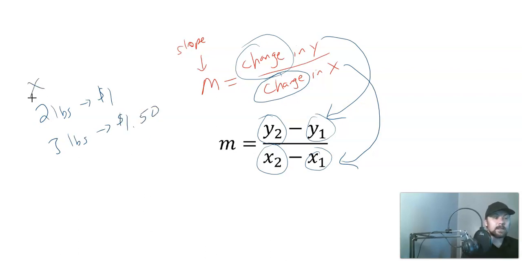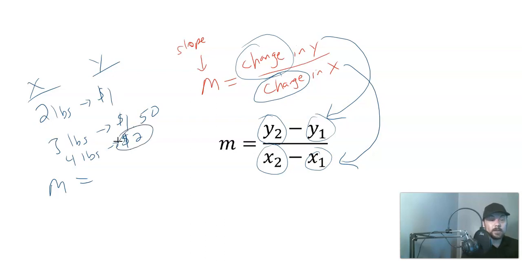So if we think of this as our X values and this is our Y values, we can find the slope here. We'll take Y2 minus Y1. I want to subtract the two Y values. But again, I could also say 4 pounds is $2, right? And so what I can't do is say let's take $2 minus $1 for Y, but then do 3 minus 2 for X.